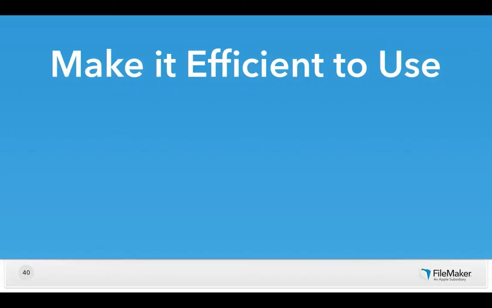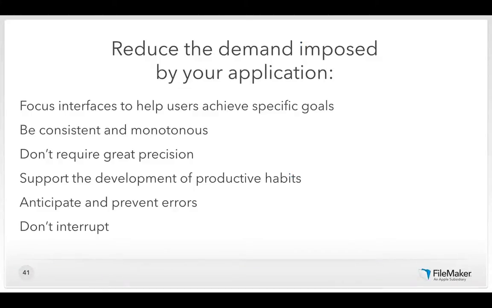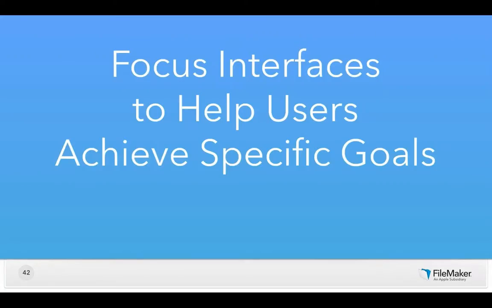As much as possible, you want to decrease the demand in your application. You can do that by focusing interfaces to help users achieve specific goals, being consistent and monotonous, not requiring great precision, supporting the development of productive habits, anticipating and preventing errors, and not interrupting. And as I did before, I'm going to go through each of these in detail. And again, in the guide, they're spelled out in even greater detail. So let's get going. Focus interfaces to help users achieve specific goals.